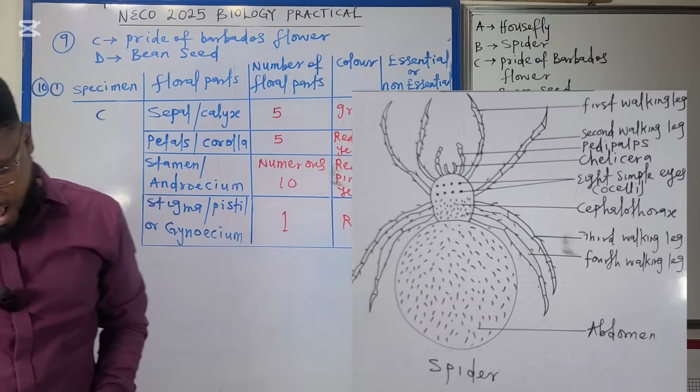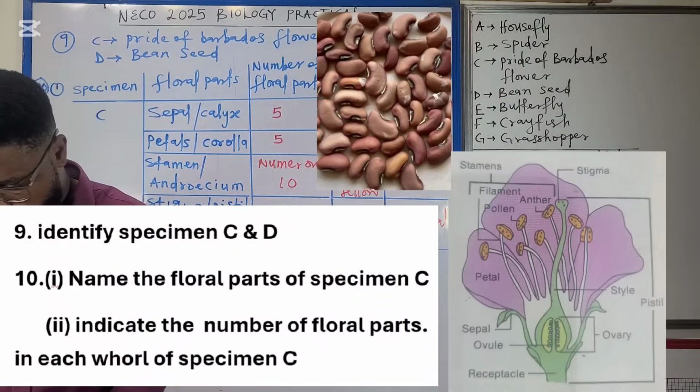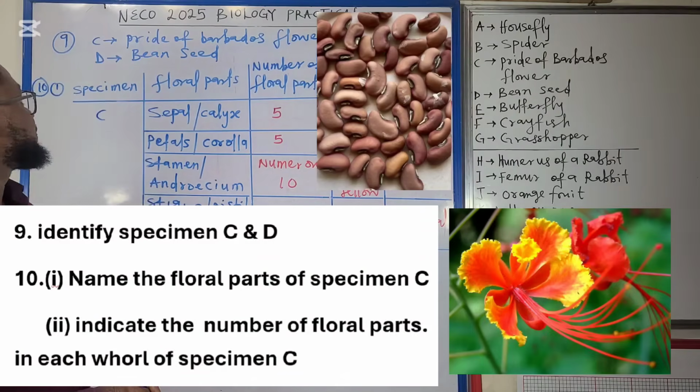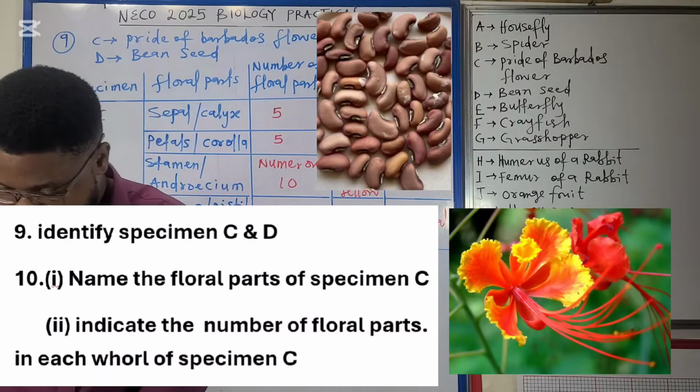So moving on to question 9, we were told to identify specimen C and D. Without reason, identify specimen C and D. So specimen C is pride of Barbados flower. You can see that on your screen. And specimen D is bean seed.